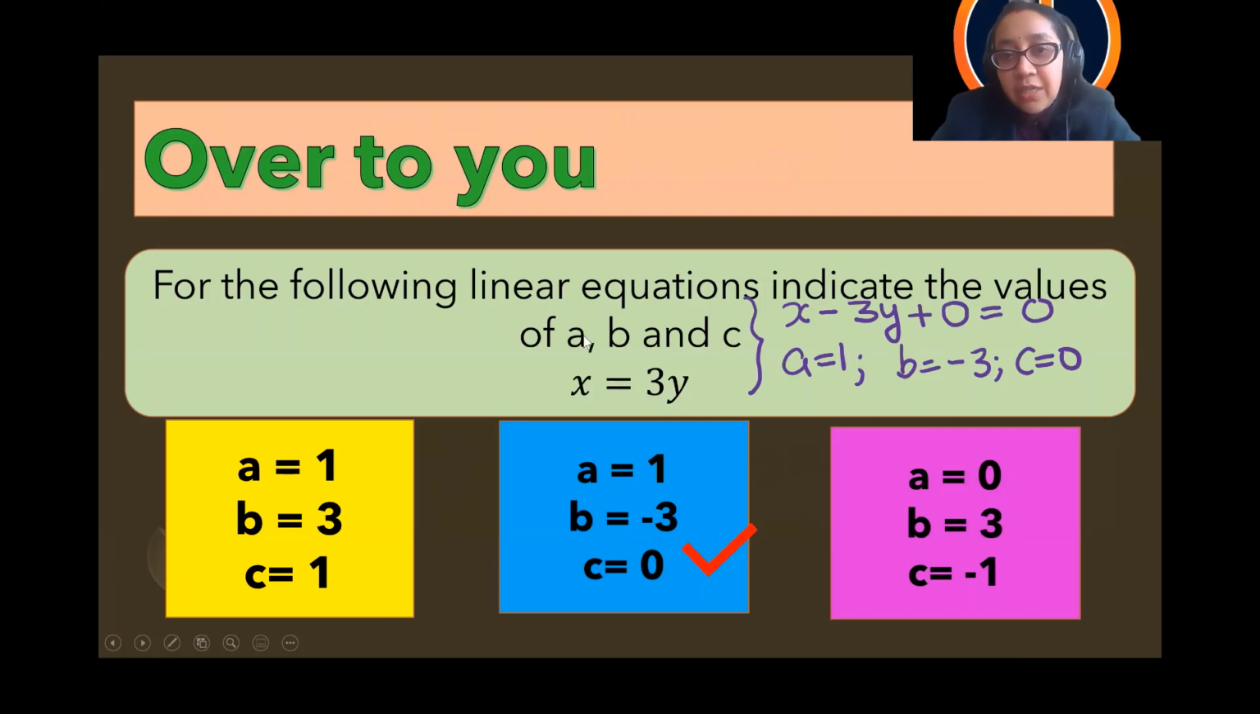So we have brought 3y into the left hand side, like x minus 3y plus 0 equal to 0, right? And then we are comparing it with the general form, that is ax plus by plus c. So from ax, a is equal to 1, b is equal to minus 3, because minus 3 is the number which is multiplied with the variable. So b is minus 3 and c is 0.